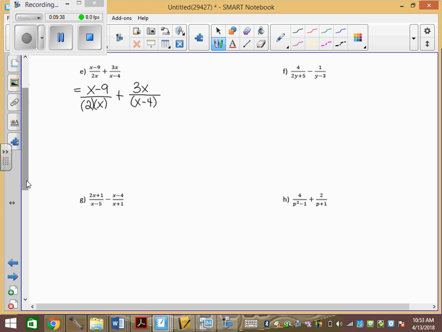What was the only way I could cancel an x minus 4 off the top? If there was x minus 4 in the denominator, right? So if you have an x minus 4 in the denominator, the only way you're getting an x minus 4 in the other denominator is multiplying by it. That's it.